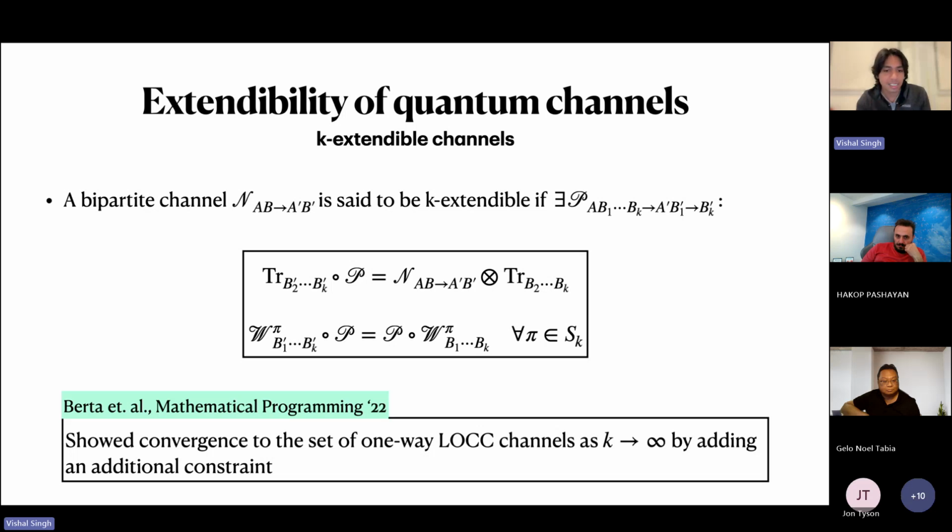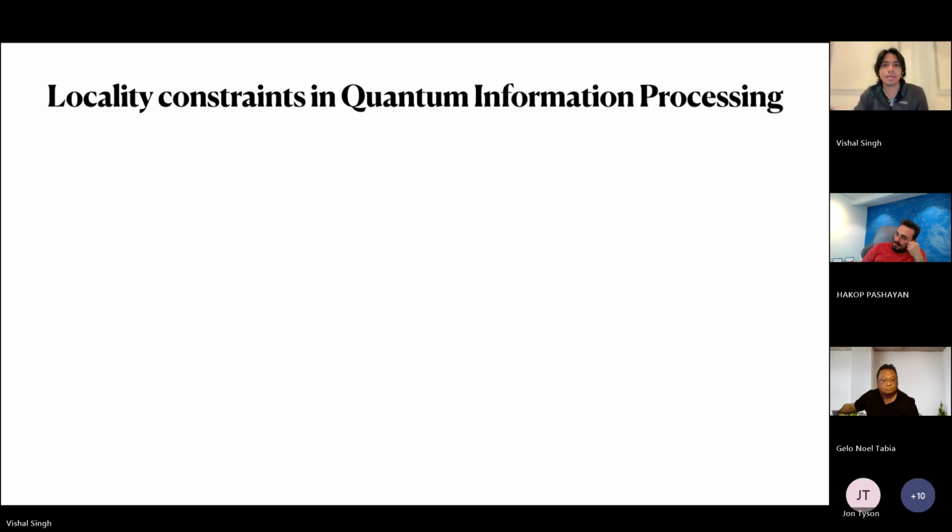And in this paper from 2022, what they showed was that these conditions are SDP conditions as well. You can write them as SDP constraints using the Choi operator of the channels. And it converges to the set of one-way LOCC channels as k goes to infinity. But they also needed an extra condition to show this, which I'll talk about in some time.